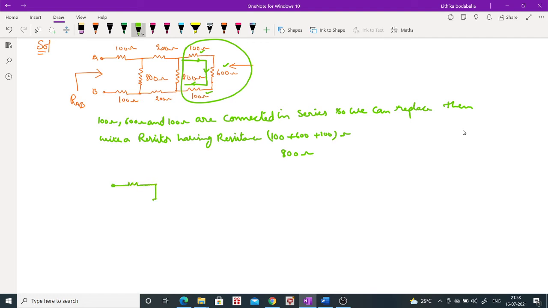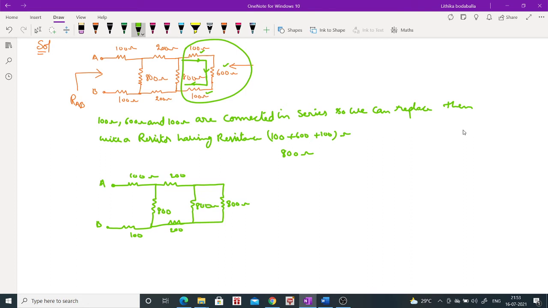This is this 100 ohms, this is 800 ohm, and again this is 100 ohm. This is 200, this is 800, and another 200 will be there here. Okay. Now these three elements will be replaced with a single resistor having 800 ohms.